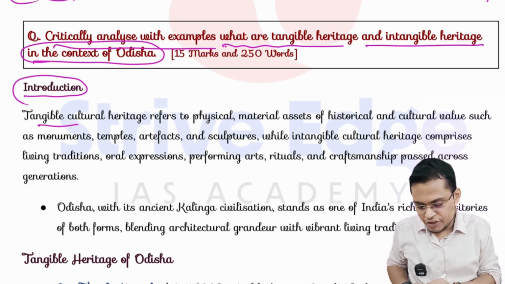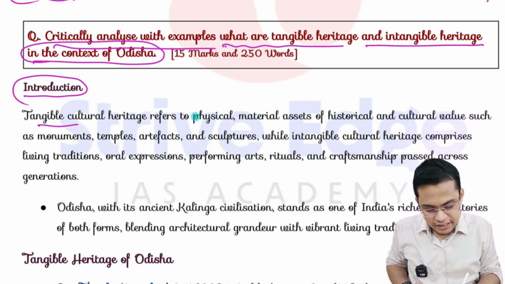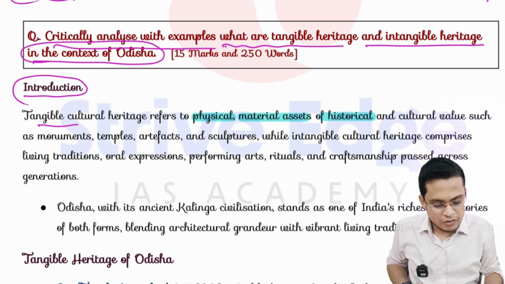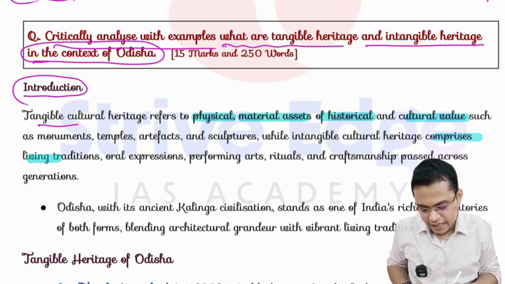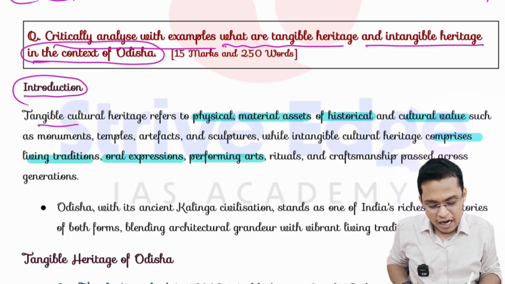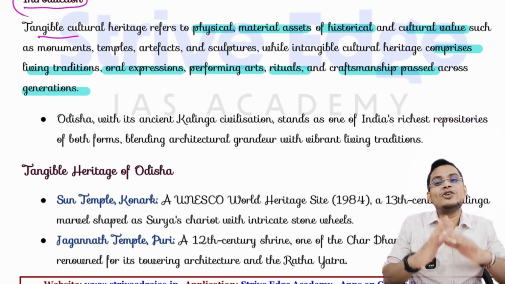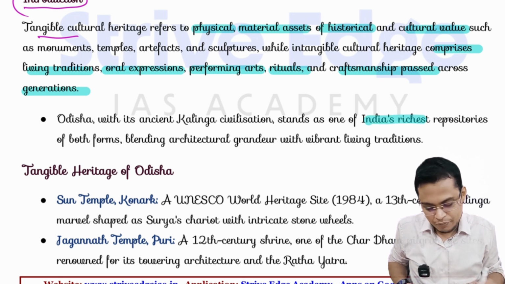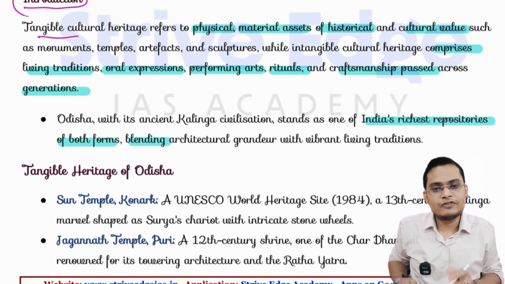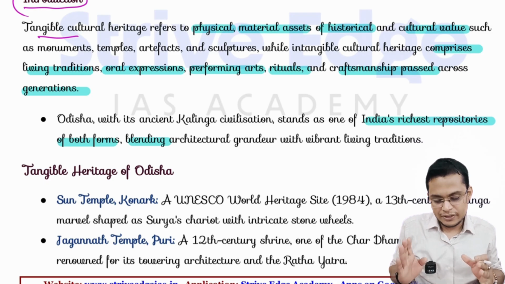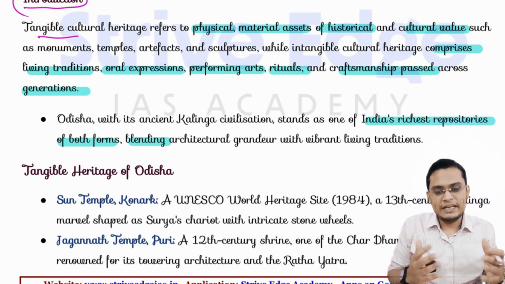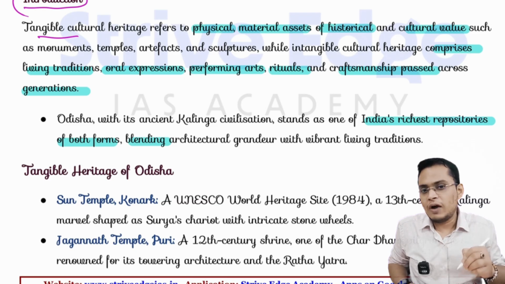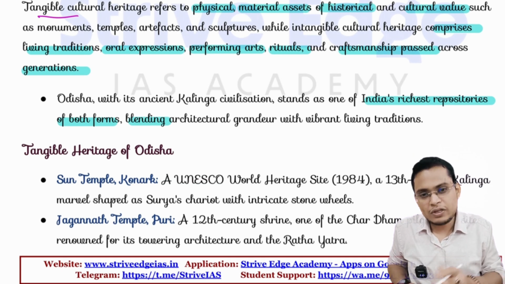So tangible heritage are the physical material assets of historical and cultural value. Intangibles are what? They comprise living traditions, oral expression, performing arts, rituals and craftsmanship passed across generations. And Odisha has a long history starting from the very ancient period. So it is a rich repository, a blend of both tangible as well as intangible cultural heritage. So you have to express that to show that Odisha is rich.